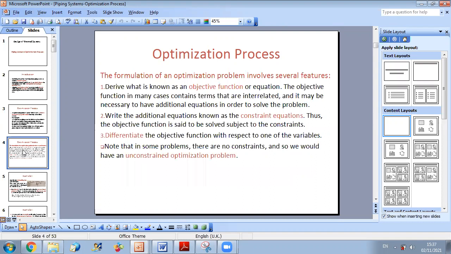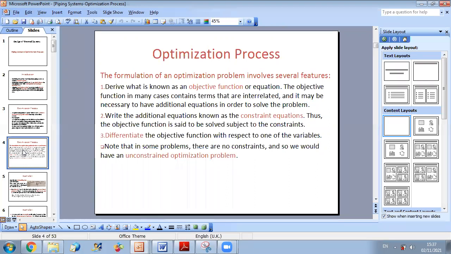Now, how do we formulate the optimization problem? In order to formulate the problem, we should derive what is known as an objective function or equation. What is an objective function in optimization? It is an equation that in many cases will contain terms that are correlated, and additional equations may be required in order to solve the problem. Let's say you want to minimize pressure drop. The first step is to express the pressure drop as a function of the parameters of the piping system.